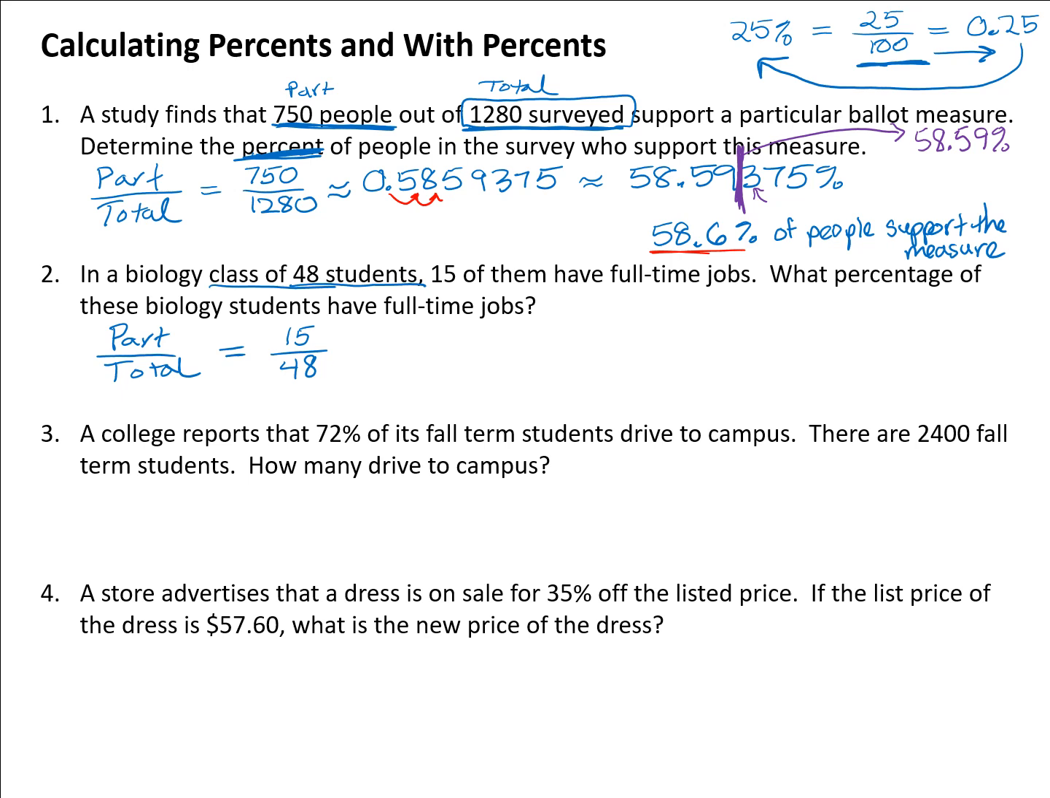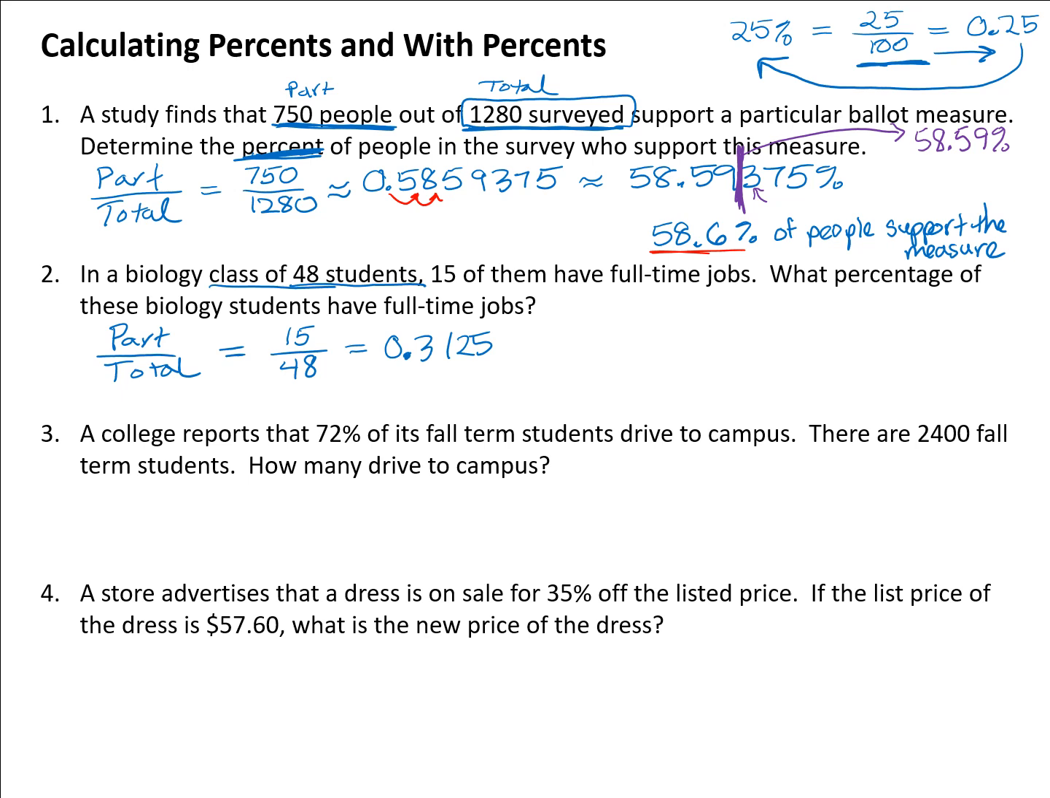When I throw it in my calculator, I get a number that doesn't go all the way across. It ends up being just 0.3125. My decimal was there. I wrote it but didn't say it the first time. That's my decimal value for 15 over 48.